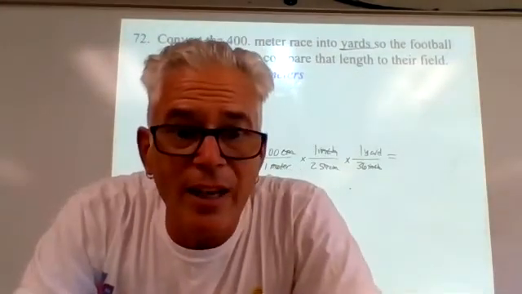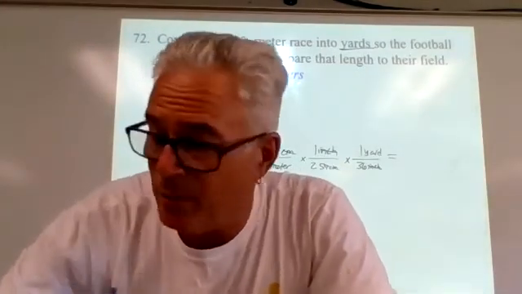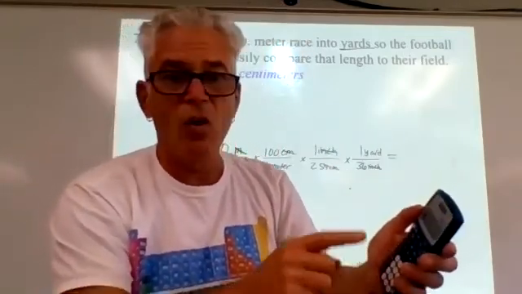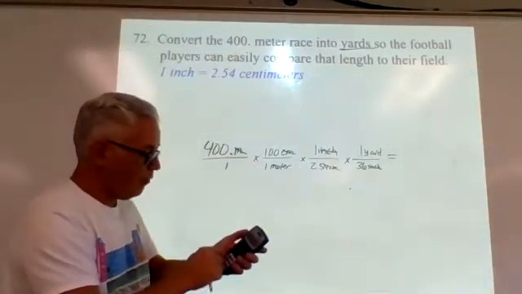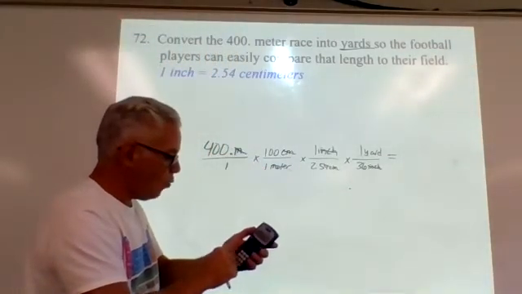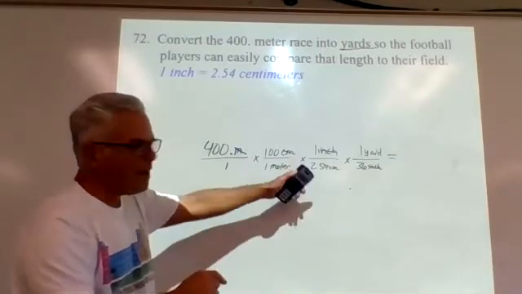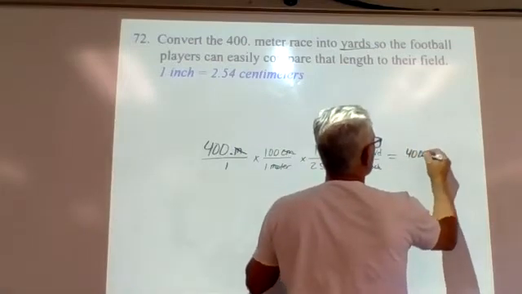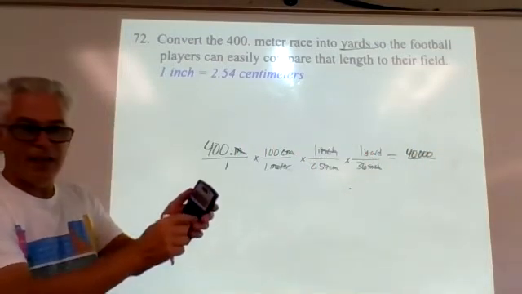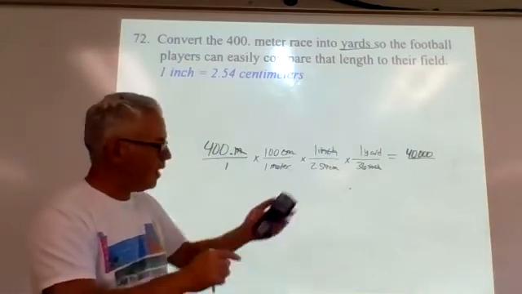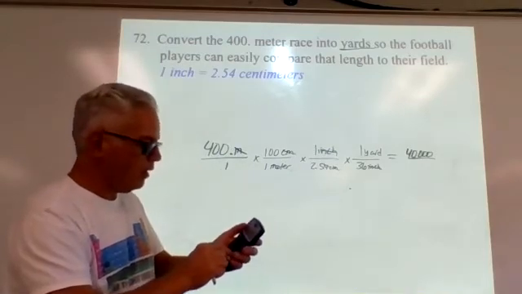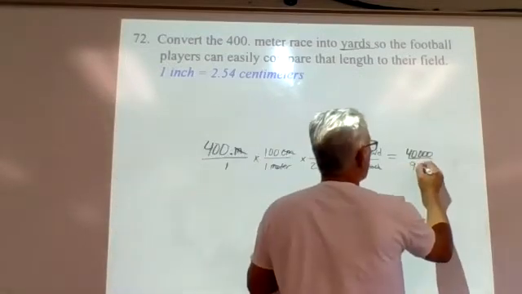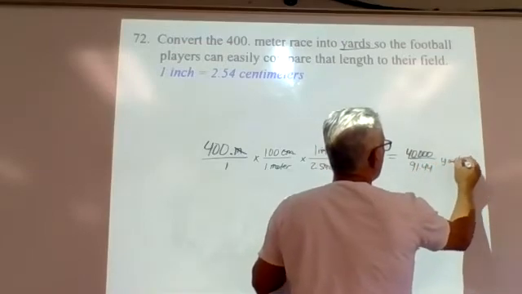And we got this. You need a calculator. Don't be lazy. Pick up your calculator, 2 hands, hit clear with 1 finger, on and clear. We're going to multiply across the top first. 400 times 100 equals, times 1 times 1, 40,000. Over, hit clear. Look, I'm hitting it, clear. 1 times 1 times 2.54 times 36 equals 91.44. And the unit is yards.